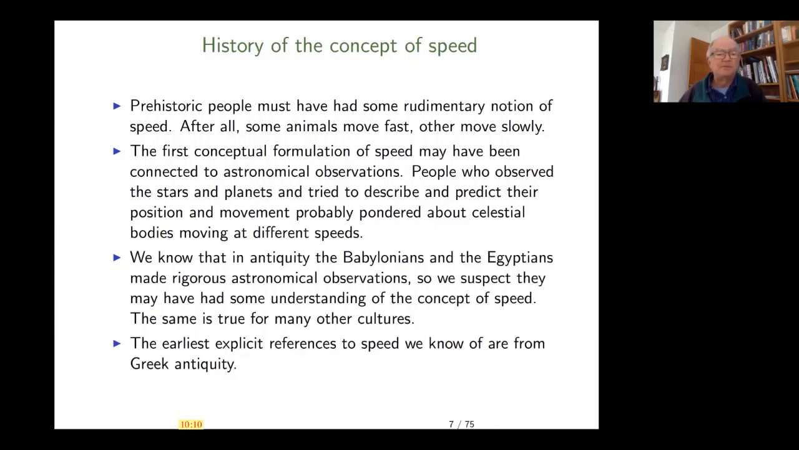So we know that astronomical observations were done already by the Babylonians and by the Egyptians in antiquity, and their observations were quite rigorous and precise. And we are sure they used references to speed, and yet we don't know what they really understood when they said speed. The earliest explicit references to speed that we know of are from Greek antiquity.